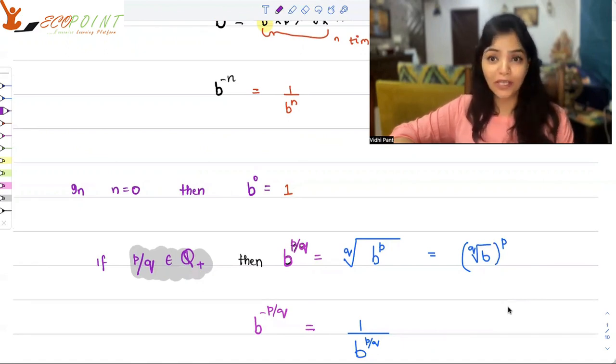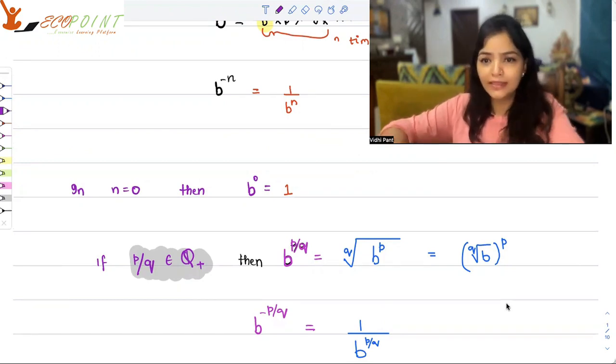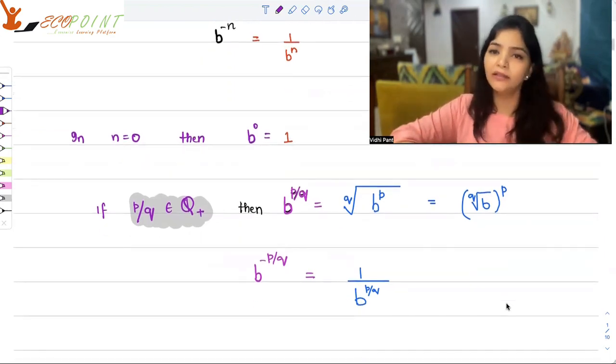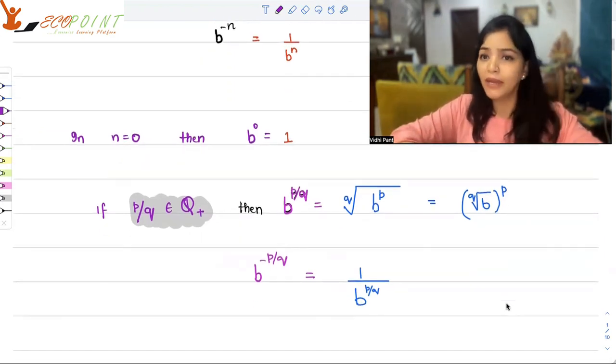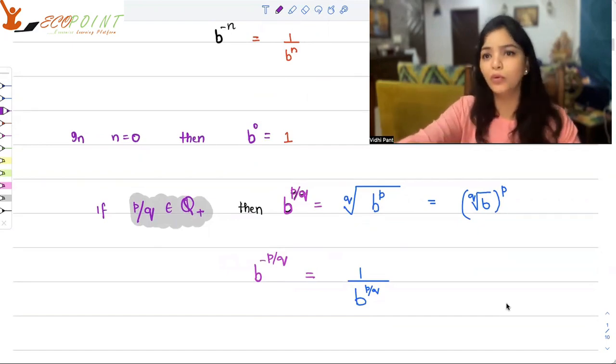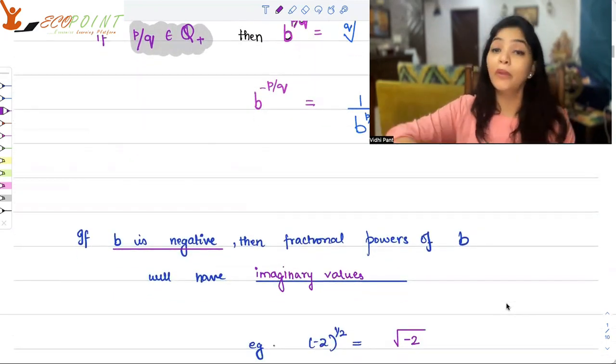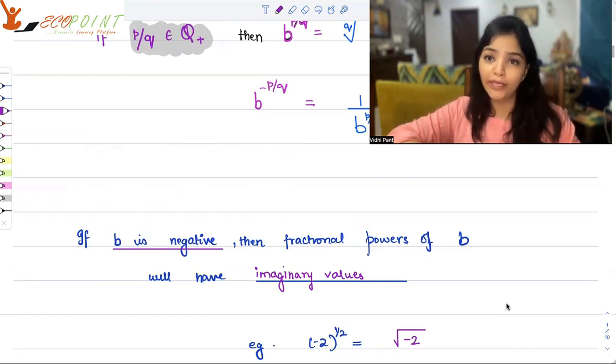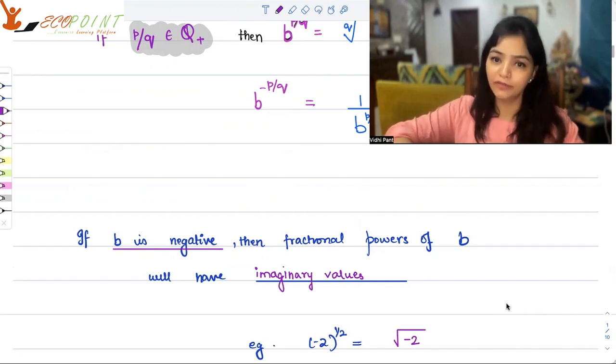Then I'm talking about rationals. If the power is rational, we can easily figure it out. And this is what it will look like. Yes, you can have a negative rational as well. That will show up as b to the power minus p by q. And we do know how to define it. But when b is negative, we might not get a real value as an outcome. And that is why we will, in our discussion, avoid the base b to be negative. We will assume positive base.